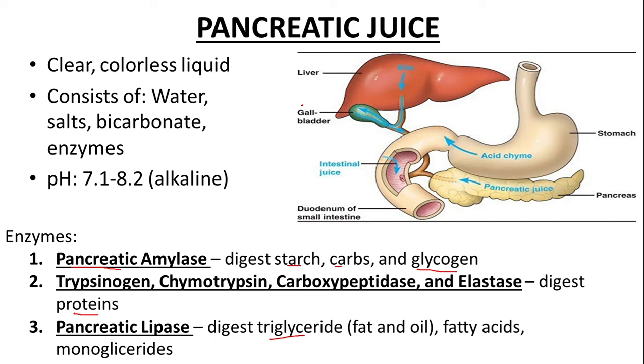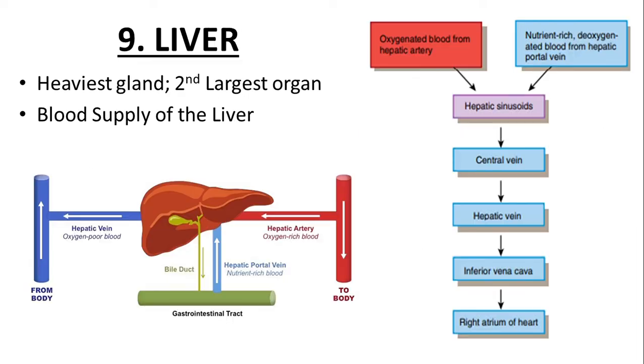So this is your pancreatic juice. Your stomach adds acidic chyme. Your pancreas releases pancreatic juice into your duodenum, which is alkaline, to battle or neutralize the acidic chyme. Because if chyme just gets secreted in its very acidic nature into your duodenum, the duodenum will be injured.